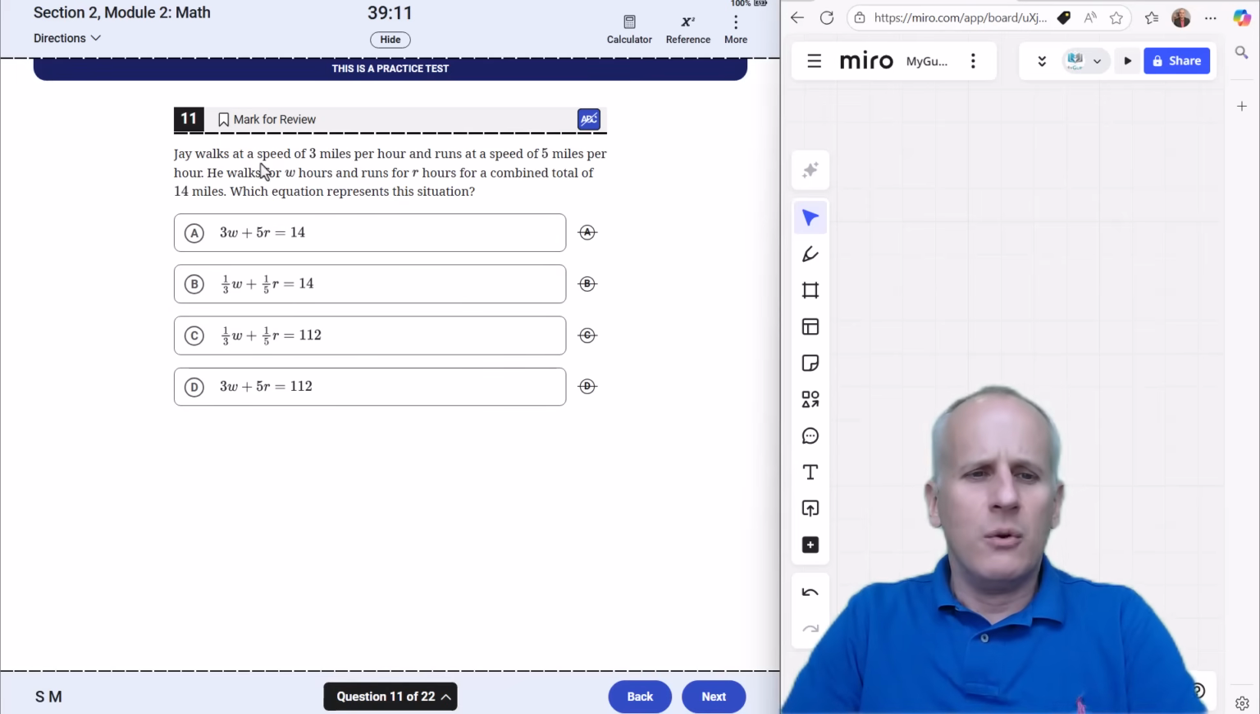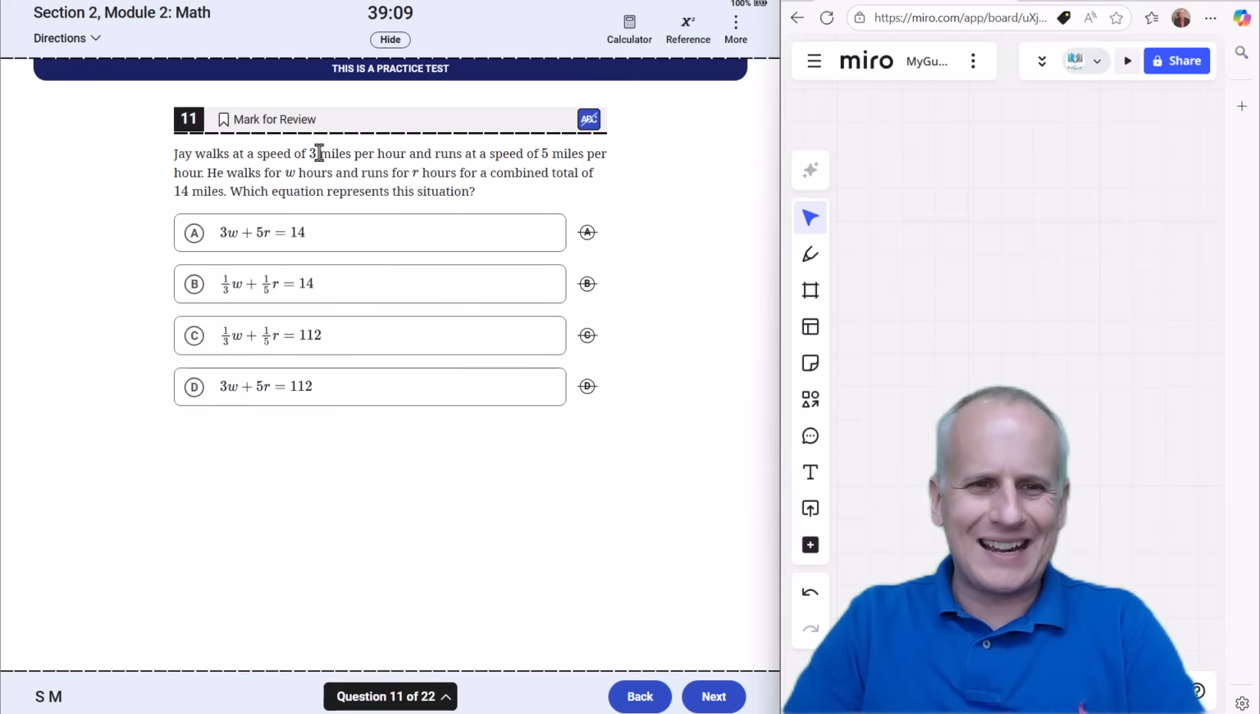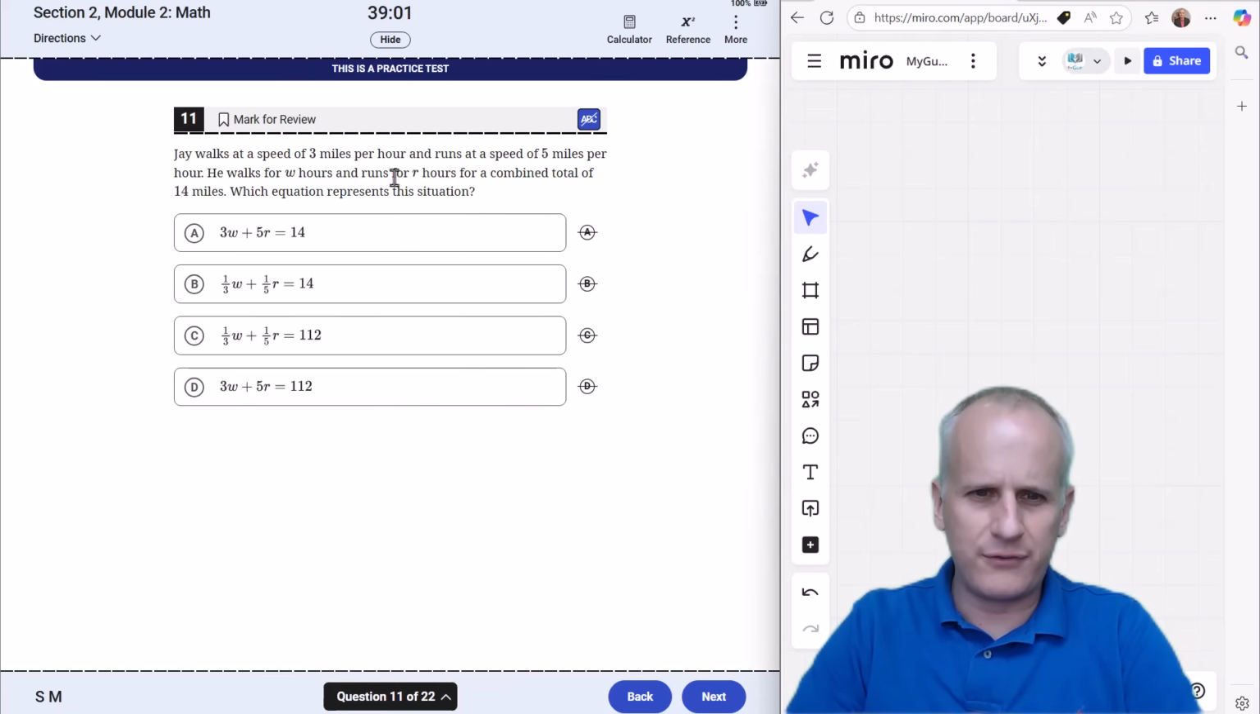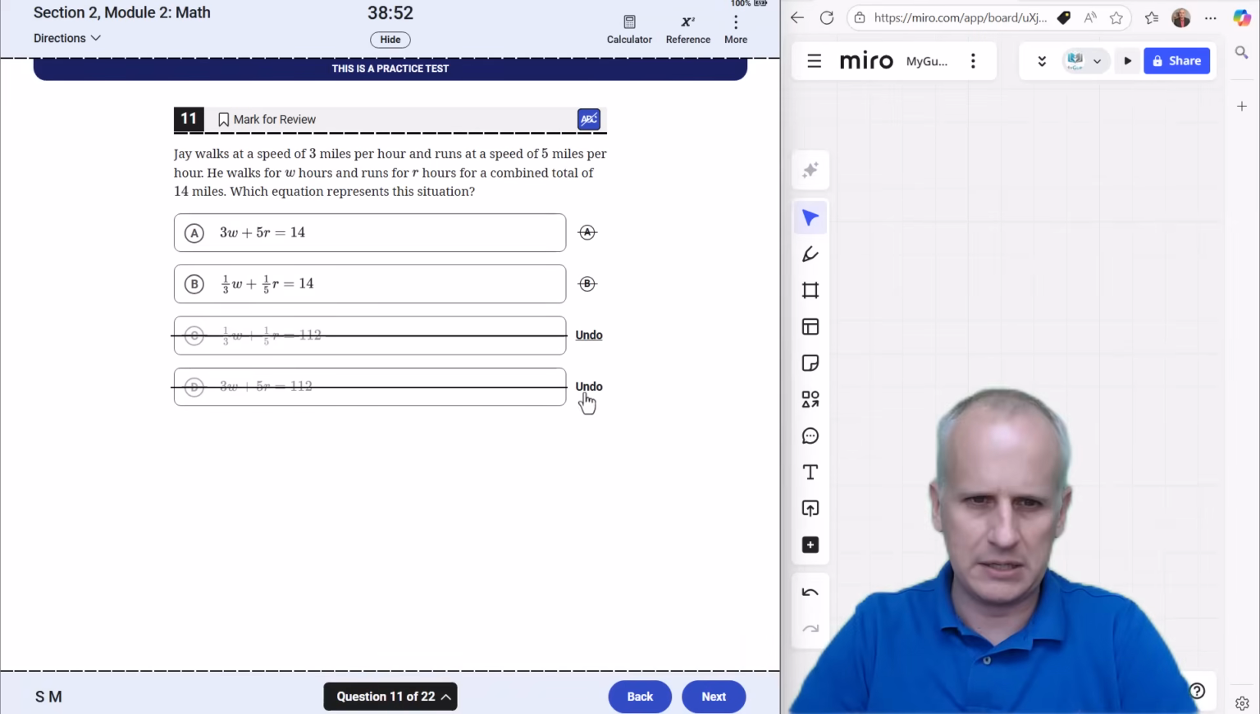So we know that Jay walks at a speed of 3 miles per hour and runs at a speed of 5 miles an hour. And he walks for W hours and runs for R hours for a combined total of 14 miles. Okay, so the combined total is going to be 14. Let's just eliminate C and D immediately.